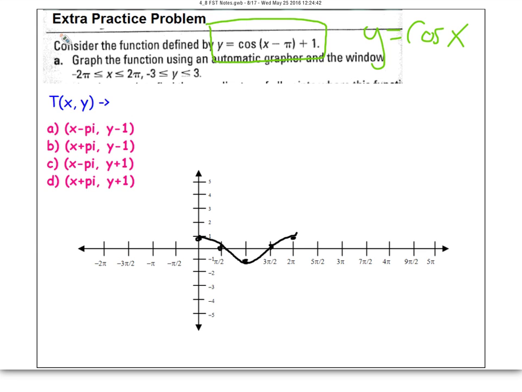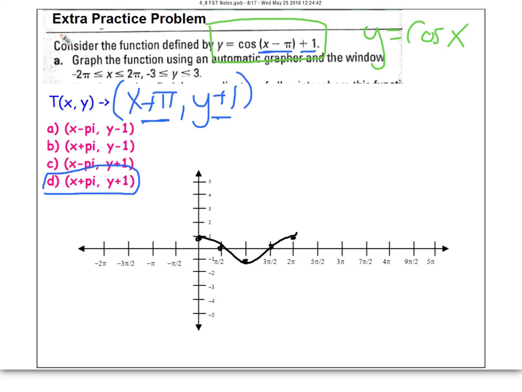Let's do the translation rule. What's really happening to the graph is not x minus pi, but x plus pi. And it's the same for the y, so it's y plus 1. So in terms of this, letter D was the correct answer. Now this one I'm going to graph the new one all at the same time. I'm going to take each point and do 2 things at once. I'm going to move it right pi and up 1.